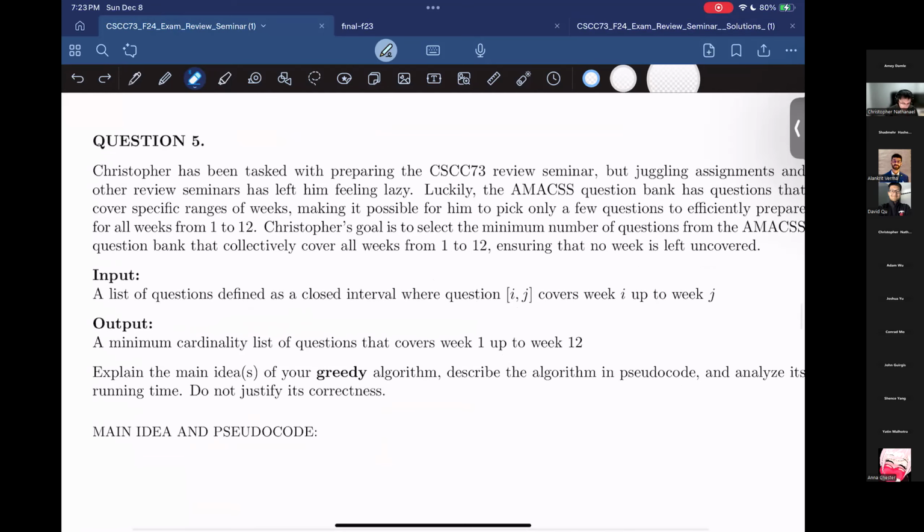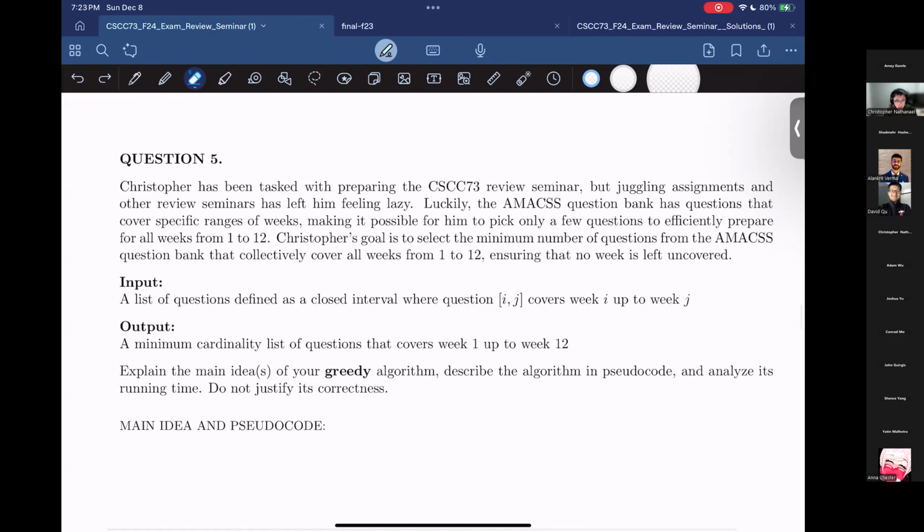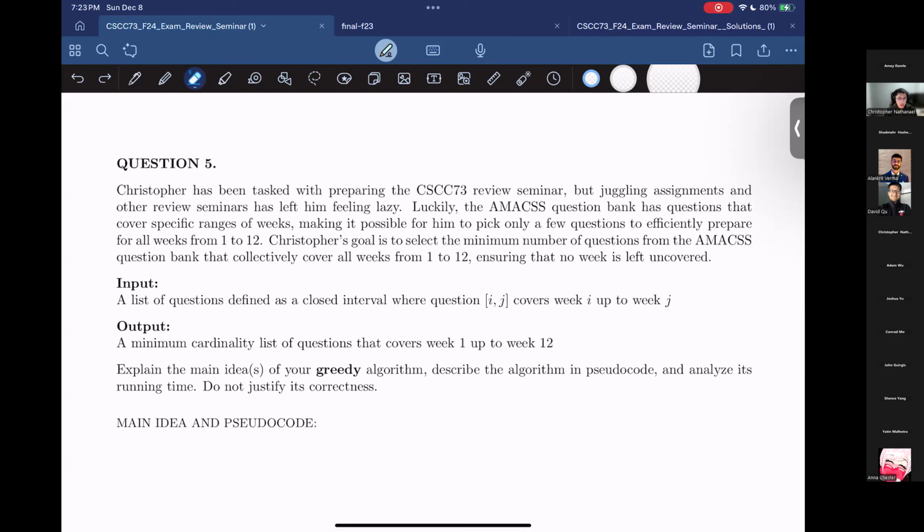So an input is a list of questions defined as a closed interval, where question i j covers week i up to week j. And your output is a minimum cardinality list of questions that covers week 1 up to week 12. So explain the main ideas of your greedy algorithm, describe the algorithm in pseudocode, and analyze its running time. I'll give you guys 2 minutes to think about it. If you have any idea or high-level intuition, feel free to share it in the chat. Then we can discuss it.